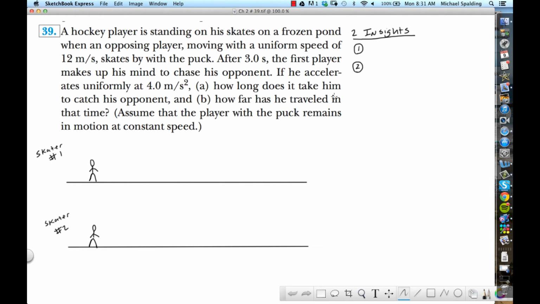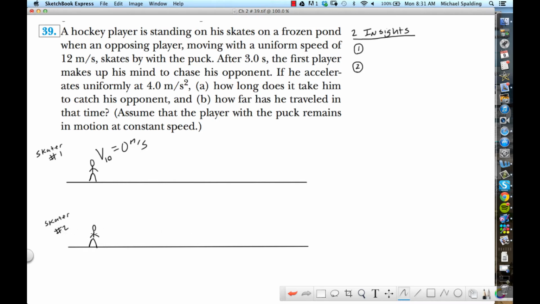All right, so for this problem, we have two ice skaters, two hockey players. The first hockey player, I'm going to call skater number 1, is standing here. So his initial velocity, V1 initial, 1 for skater 1, 0 for initial. So V1 initial is 0 meters per second. He's just standing there on the ice, and along comes skater 2.